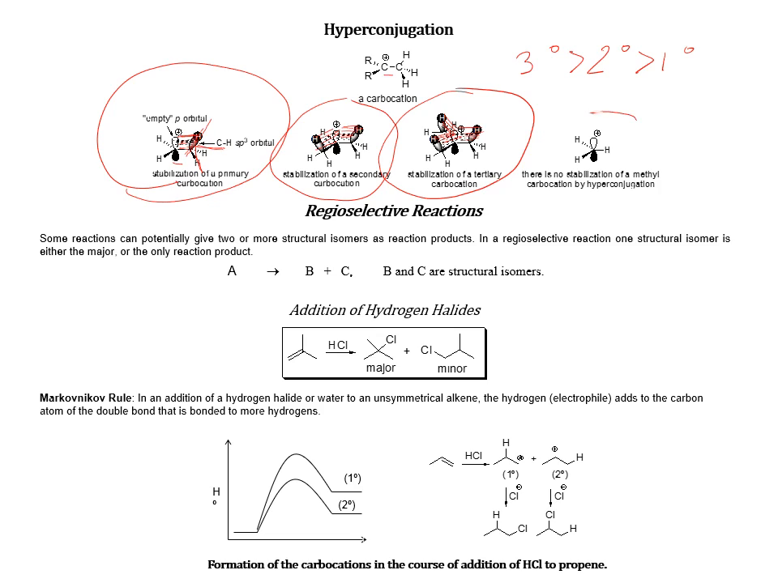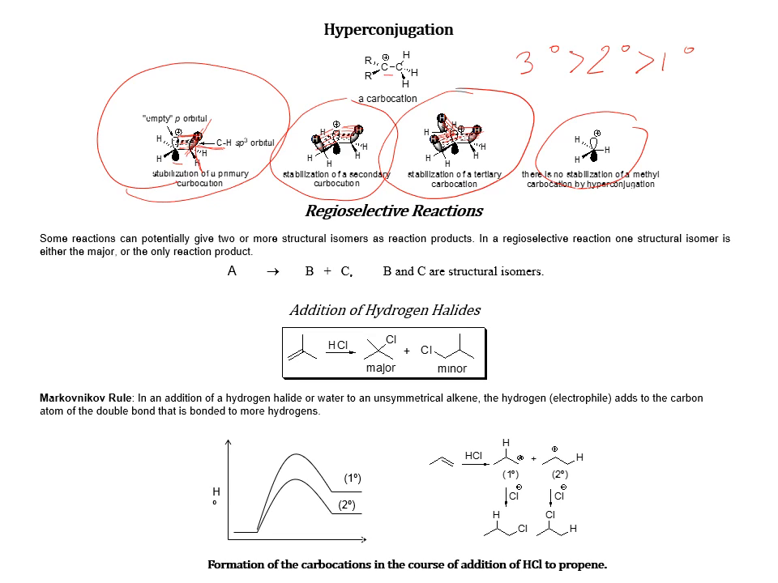And of course, methyl carbocation is even less stable than primary. The reason why it's less stable than primary is that it has no substituents. So there are no sigma bonds on hydrogen that could donate electron density into the empty atomic p orbital.